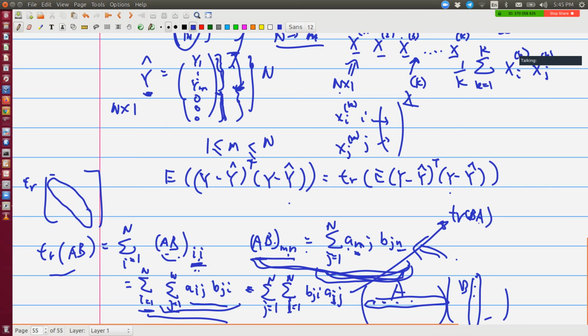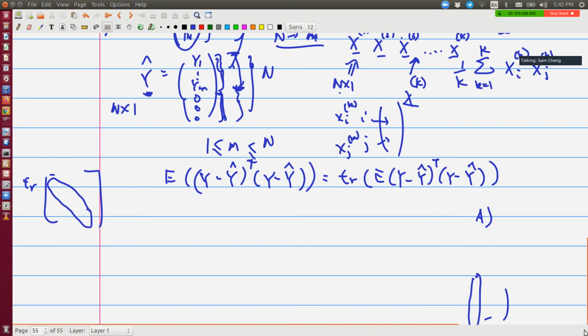Therefore the trace has a very nice property: trace AB is just equal to trace BA. So maybe I don't need this now. Let me just erase this so I can have more space.